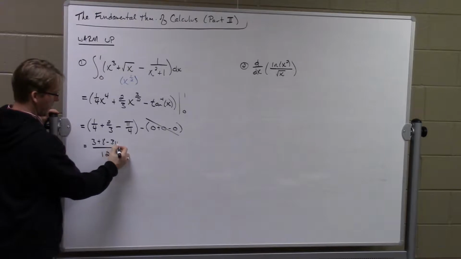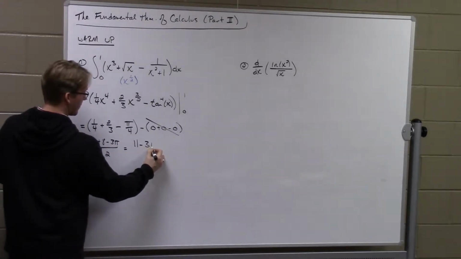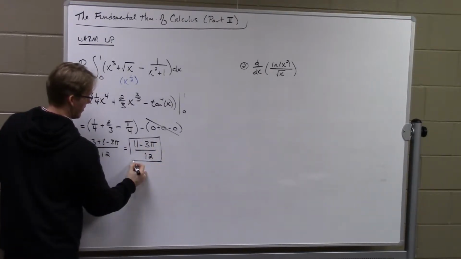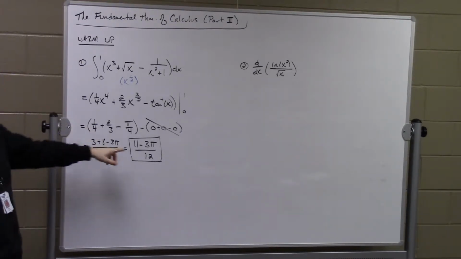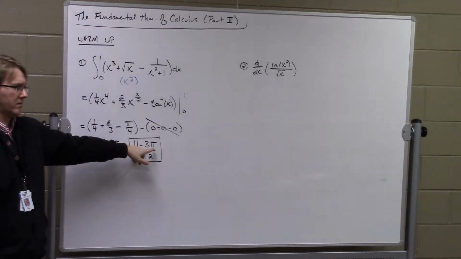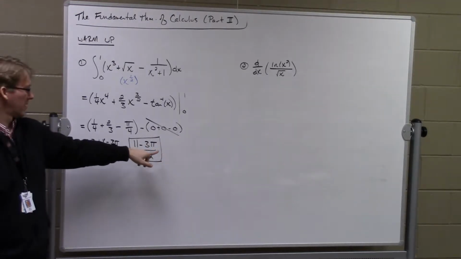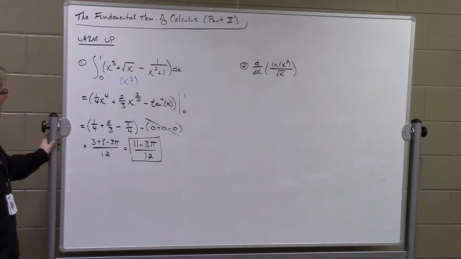And this is gonna be 3 pi, for a grand total of 11 minus 3 pi over 12. That is a teeny tiny number, because that right there is probably close to 11. It's almost 10-ish, something like that. So that's gonna be a tiny fraction, whatever it is.